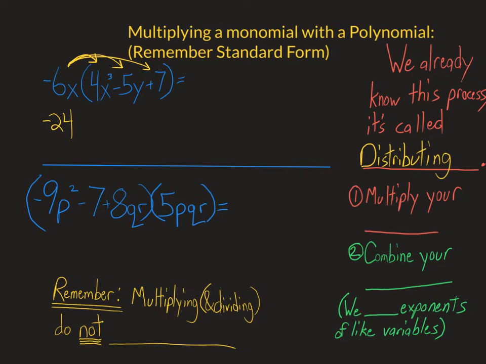X times the x cubed, x to the 4. We just move on to the next term. Negative 6x times negative 5. 2 negatives cancel to positive 30. X times y, xy.